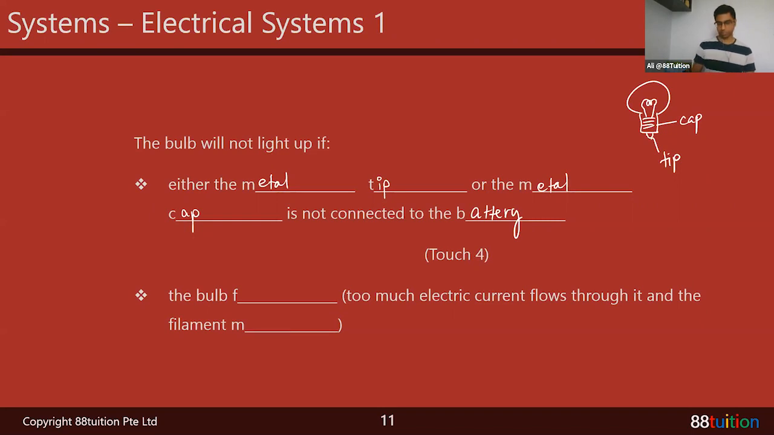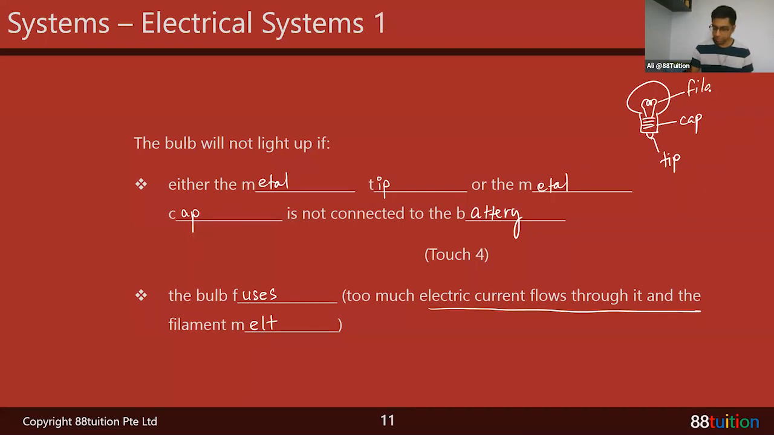The bulb, however, also has a limit on the electricity that can flow through it. That's why we call it a rating, or how many amperes or how much power can enter the bulb. If too much goes through, the bulb will fuse. Too much electric current flows through it and the filament melts. Where's the filament? Here. So there you go.